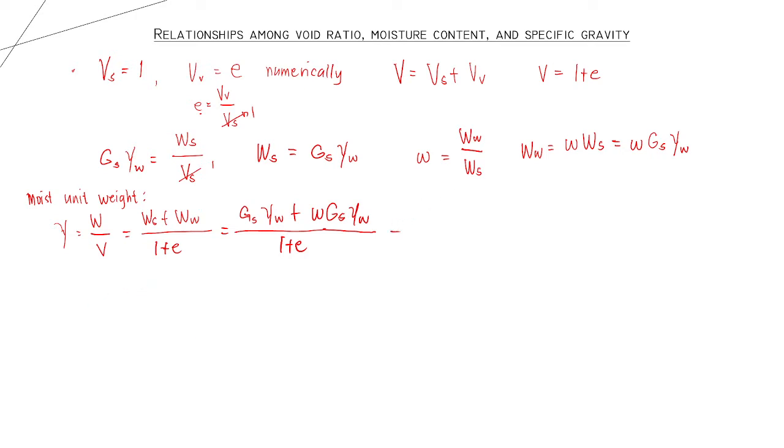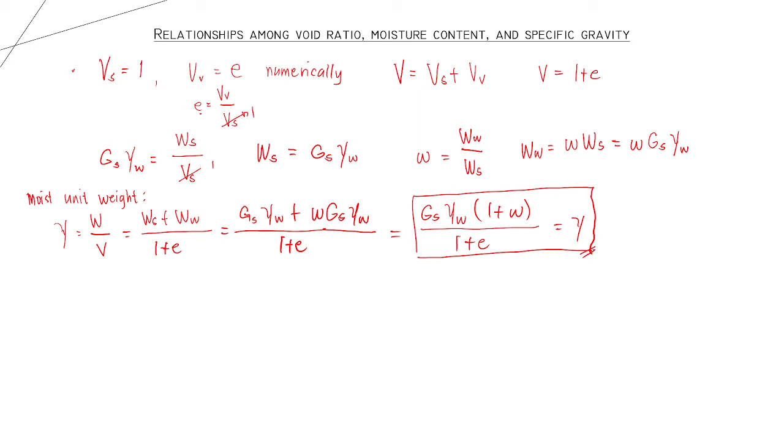Okay, so you can still simplify this. So specific gravity times the unit weight of water times 1 plus the moisture content all over 1 plus e. And so this is the final form of the equation.